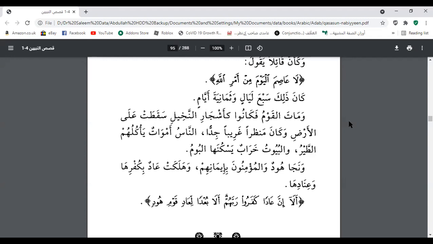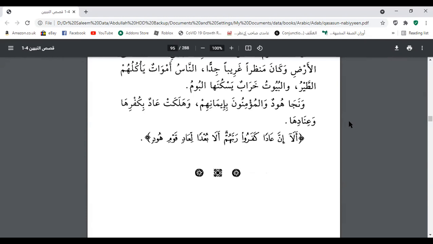Hud alayhi salam and the believers were saved because of their faith, and the people of Ad were destroyed because of their kufr, their rejection, and their inad, their stubbornness. Indeed, beware: Ad disbelieved in their Lord. Woe be to Ad, the people of Hud.